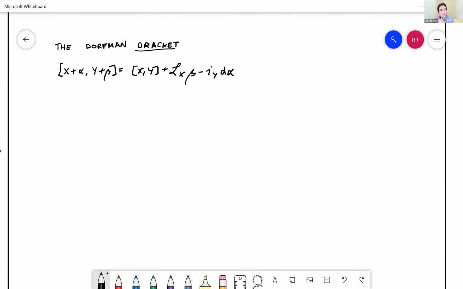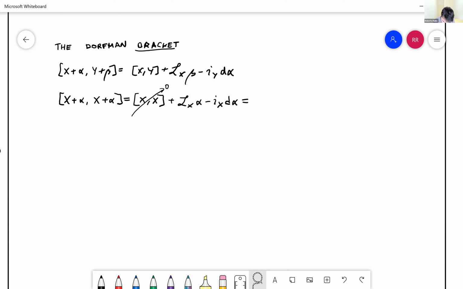Bracket usually refers to something that's skew-symmetric. But look at what happens when I do the bracket of a section with itself. If I say x plus alpha bracket with x plus alpha, this is the bracket of x and x, plus Lx alpha minus ix d alpha. The bracket of x and x is 0 because the Lie bracket is skew-symmetric, this we know. Lx is an operation I've defined before, in terms of d of ix alpha plus ix d alpha. That's the derivative, and I'm subtracting ix d alpha. There are two terms vanishing, but it is not 0.